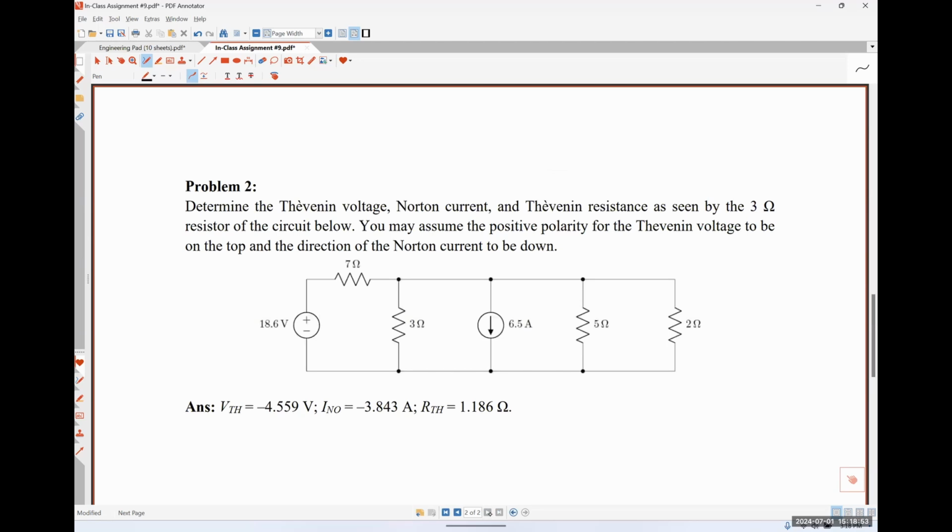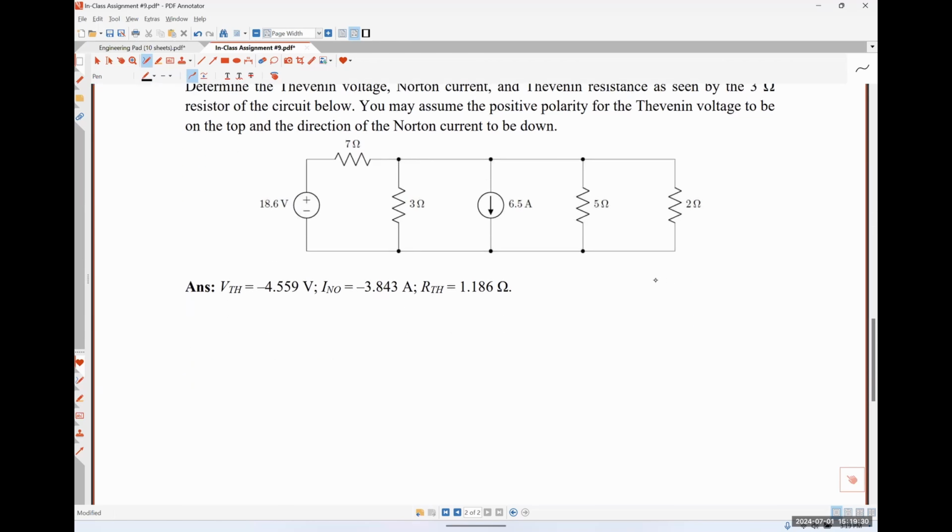Alrighty. So for this particular problem, we are asked to determine the Thevenin voltage, Norton current, and Thevenin resistance seen by the 3 ohm resistor here in the middle of the circuit. We're told specifically that we may assume the positive polarity terminal for the Thevenin voltage is on top and the direction of our Norton current is once again down. So which quantity do you guys care to solve for first? Resistance again? Okay.